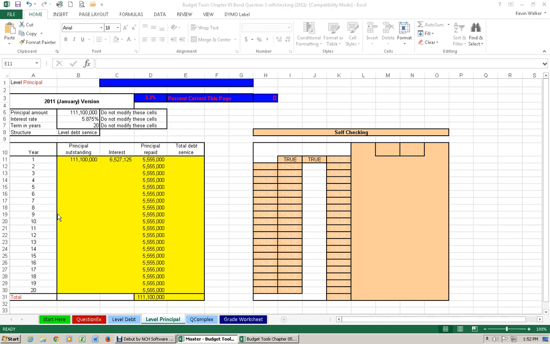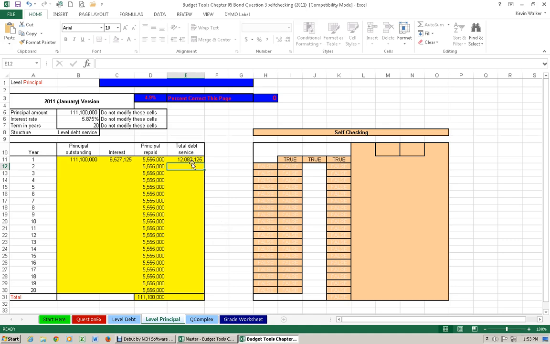All right, now the total debt service. This one is simply your interest plus your principal. In other words, this equals C11 plus D11. This is simply what you cut a check for. All right. You paid $6.5 million in interest and $5.5 million in principal, and you wrote a check for $12 million. All right.